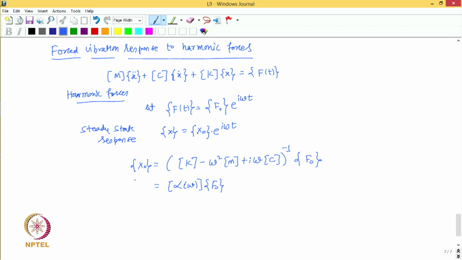F naught. Here alpha of omega is nothing but the FRF matrix, and is given by k minus omega square m plus I omega c, inverse. So, that is nothing but the FRF matrix. This is a relationship between the FRF matrix and a spatial model of the system. So, if the spatial model of the system is given, we can find the FRF matrix using this equation. This is nothing but a direct solution of the equations.